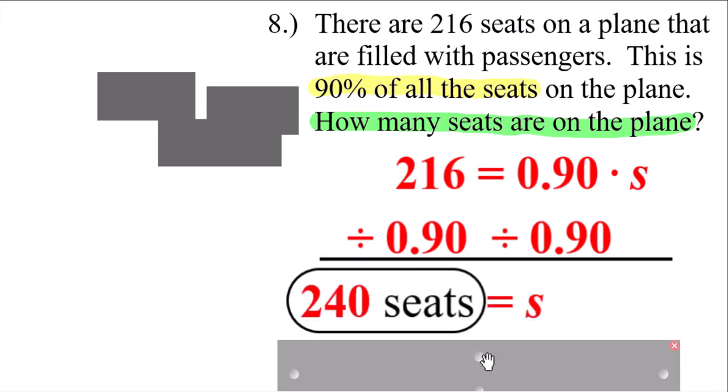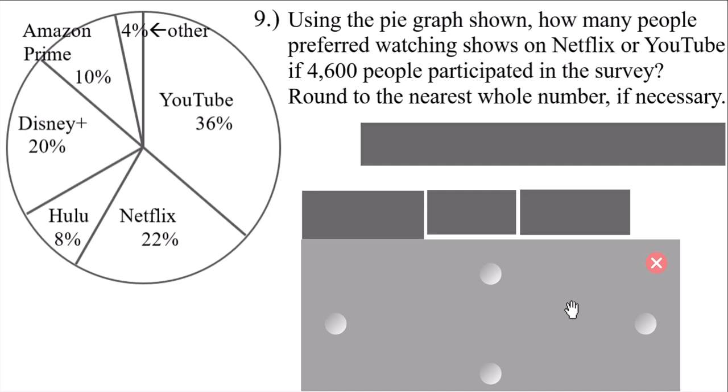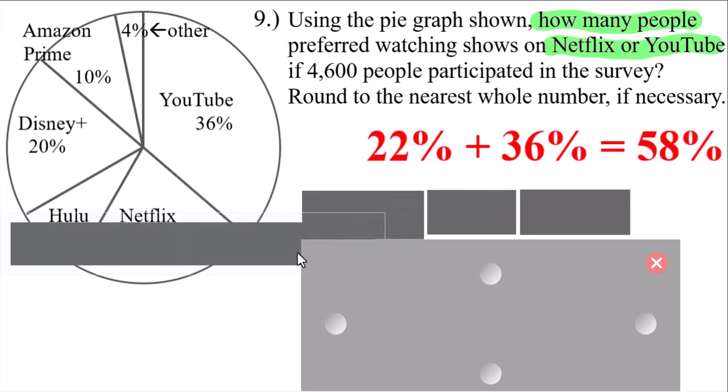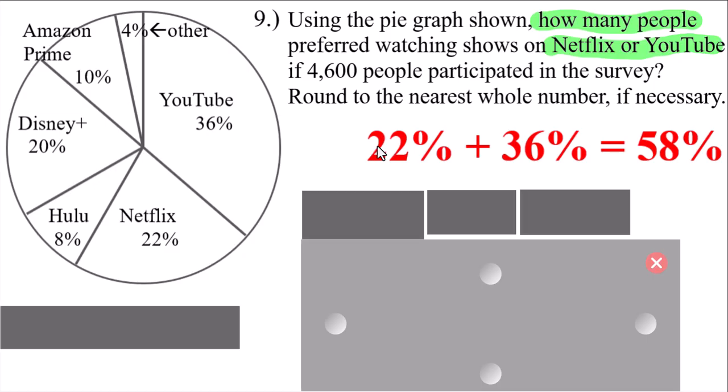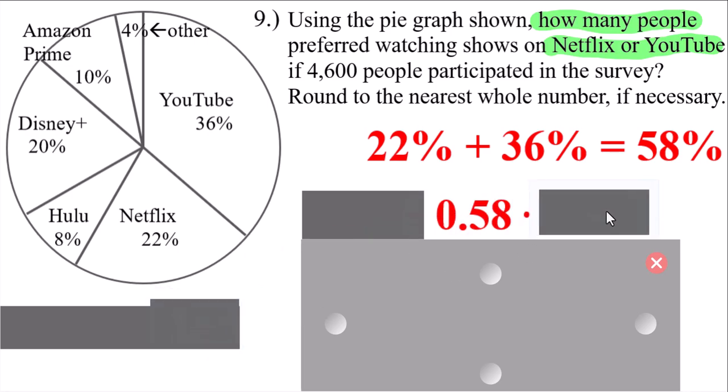If you need to hit pause to fix anything that you did, please feel free to do so. And finally, problem number 9. This is a little unique because it is asking, and I'm going to highlight this in green like I did in the last 2 problems, how many people preferred watching shows on Netflix or YouTube if 4,600 people participated in the survey. So Netflix or YouTube means those 2 combined. They did not want 2 different answers. They only want 1 answer. So it's those 2 combined. 58% when you take the 22 and the 36% added together. We're going to put that in decimal form times, what is the percent taken of?